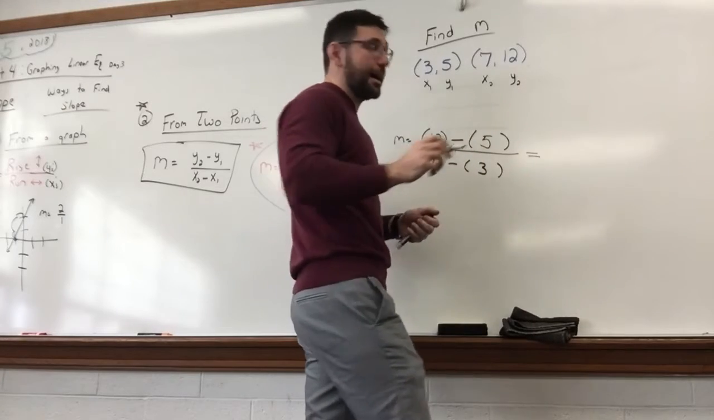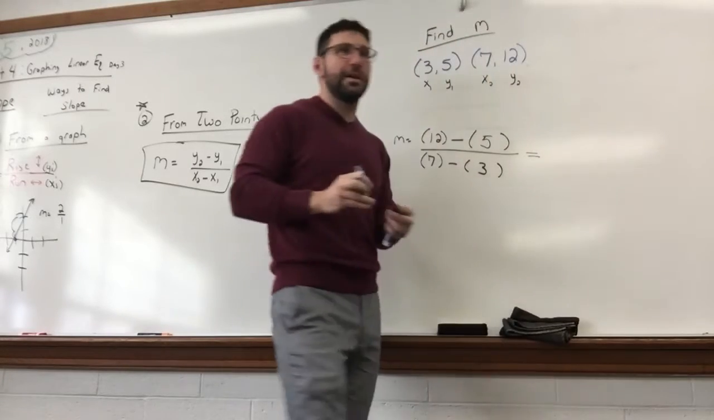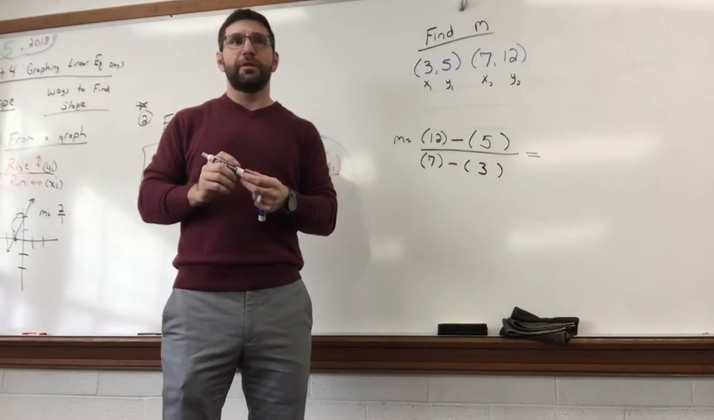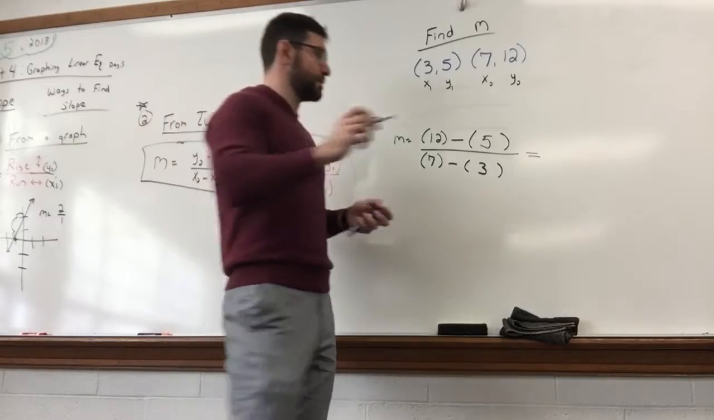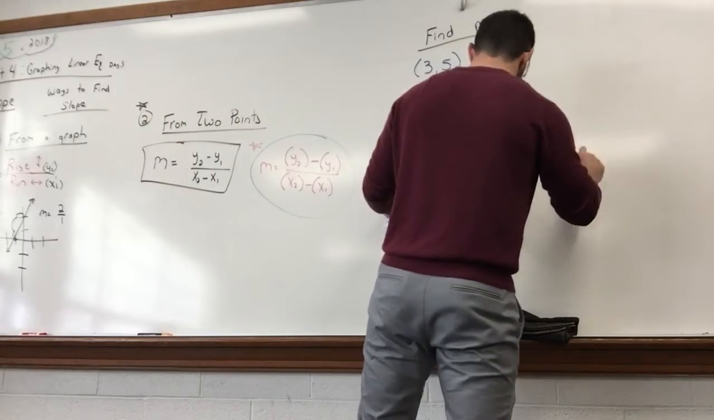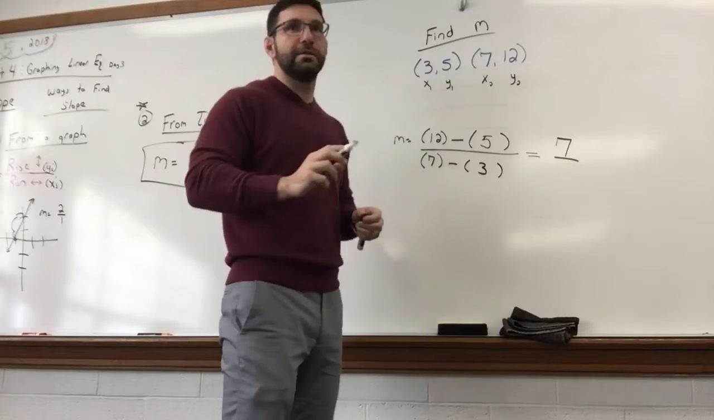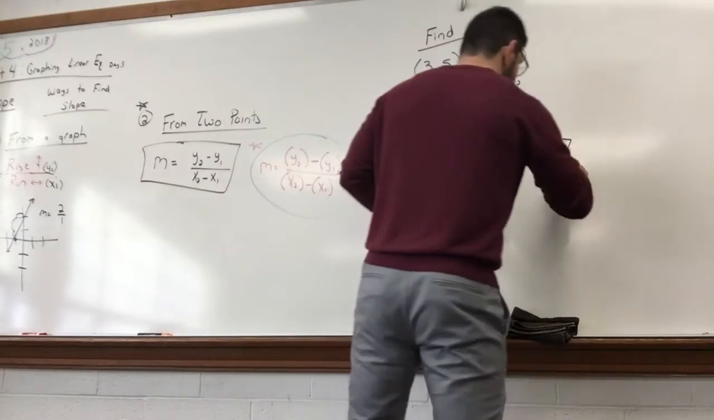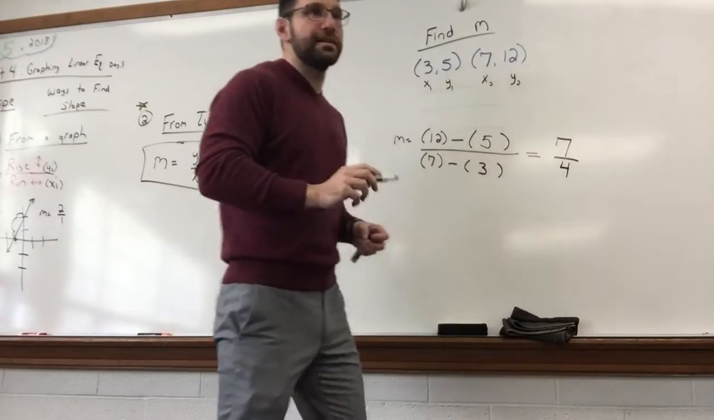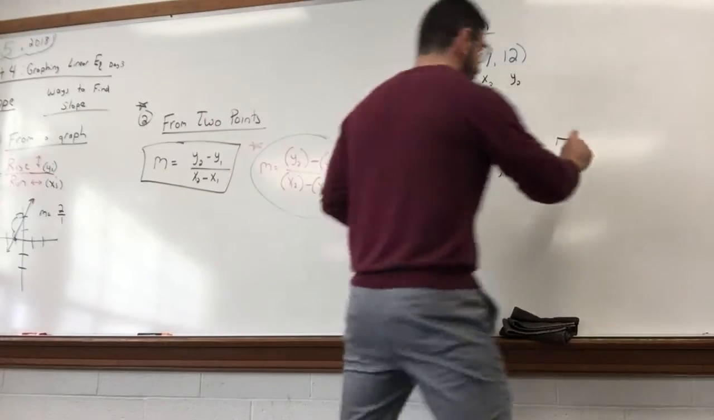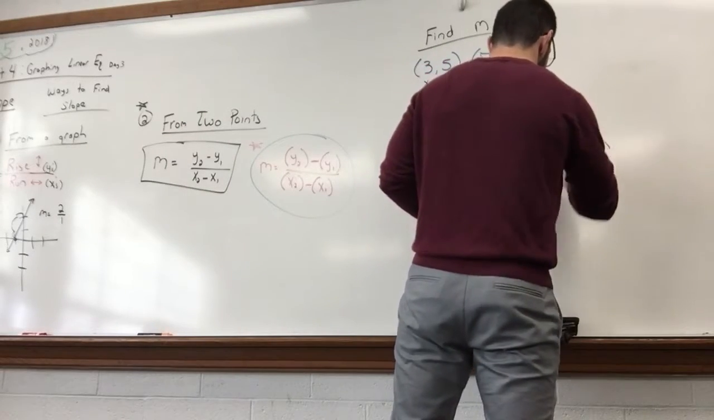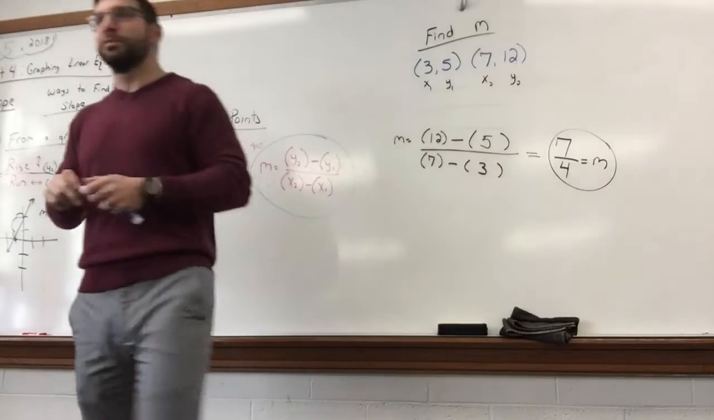12 minus 5. What is 12 minus 5? I need some help. We've already proven I'm not very smart. Haley? 7. What is 7 minus 3? 4. Can I simplify this? There's my slope.